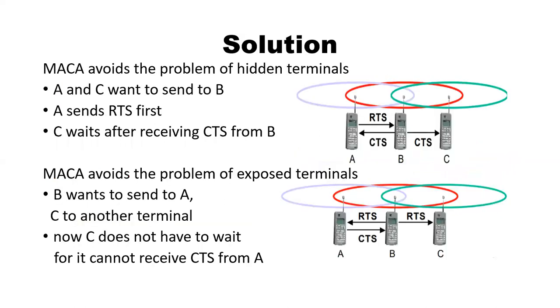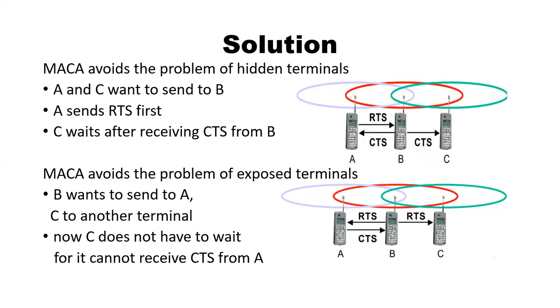Now, the solution for the above two problems is MACA, that is, Multiple Access Collision Avoidance. This avoids the problem of hidden terminals as well as exposed terminals. In the hidden terminal case, when node A wants to send data, before sending the data, it first has to send a control packet, which is RTS, that is, Request to Send. So A, before sending the data, first sends RTS to node B.